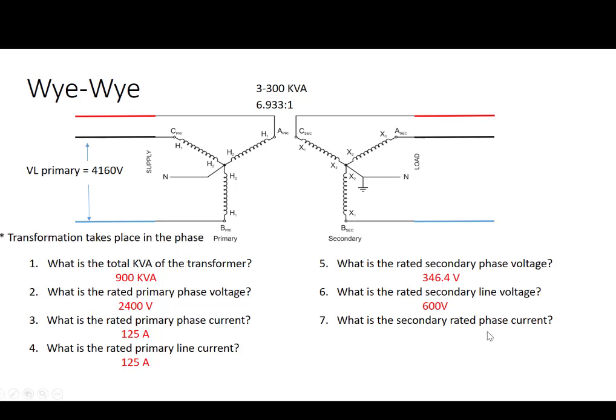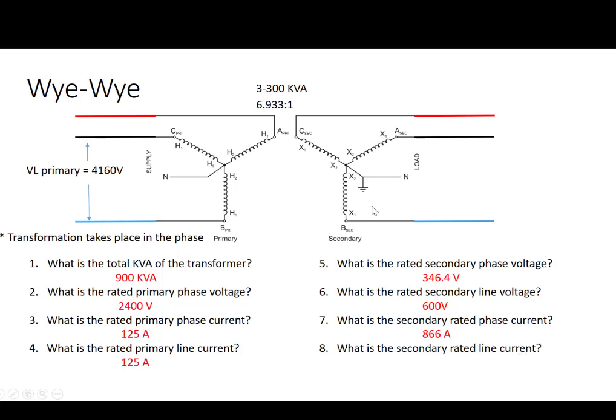What's the secondary rated phase current? To find that phase current, we would take the phase voltage, which is 347, and the VA rating for each phase. Primary VA equals secondary VA, so if the phase VA on the primary is 300 kVA, the phase VA on each phase of the secondary is 300 kVA as well. If I take 300 kVA and divide it by 347 volts, our rated secondary phase current would be 866 amps.